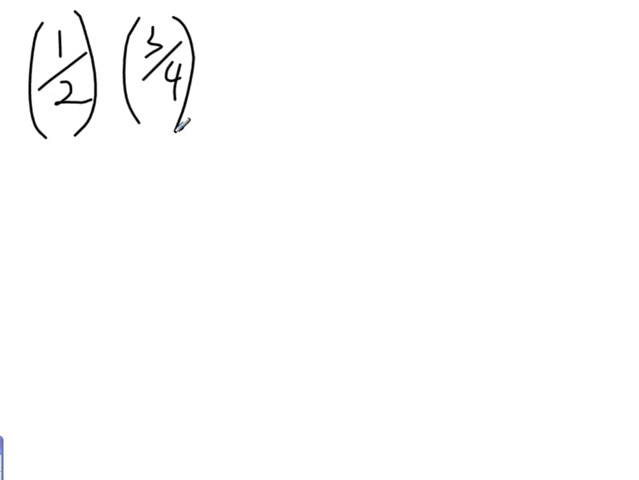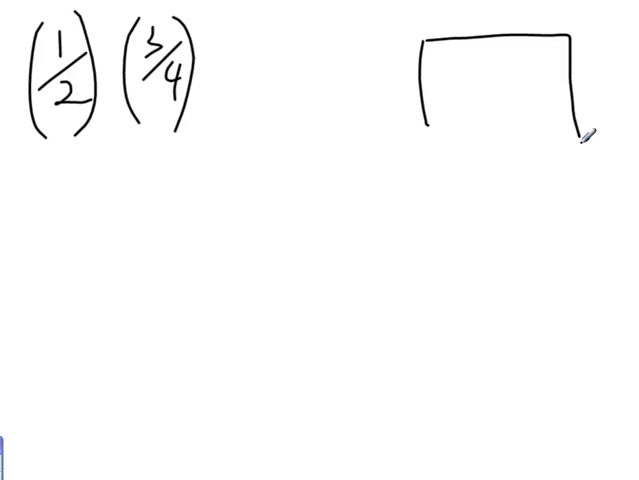Let's look at multiplying fractional numbers. Let's consider 1/2 times 3/4. So basically I want 1/2 group of 3/4, or 3/4 group of 1/2. In order to do this, I want to take 3/4.